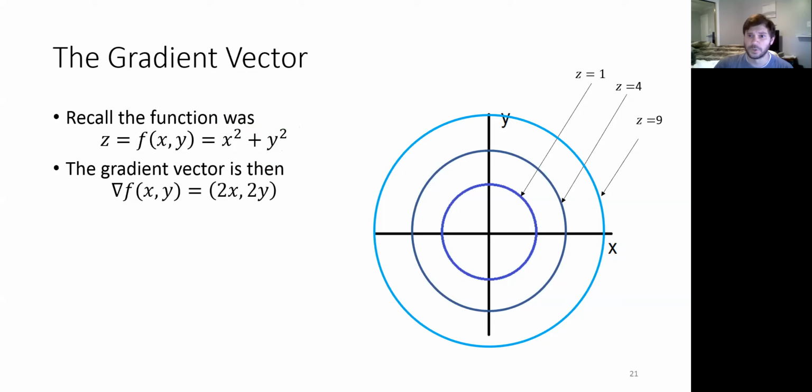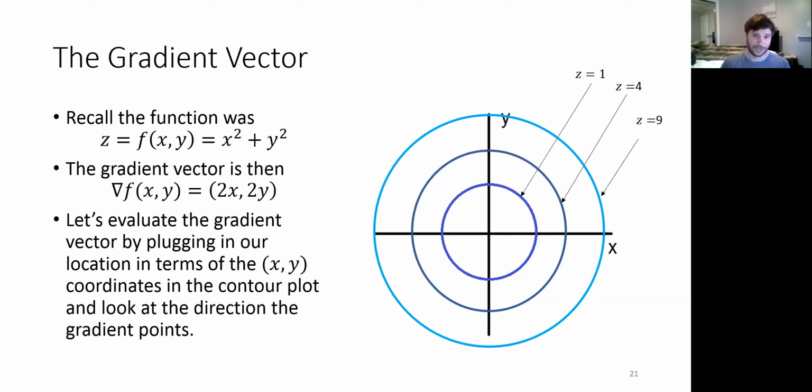And what we're going to do is look at the value of the gradient vector if we plug in our location on this map. Okay, so we're going to pick a point. We're going to pick some xy coordinate on the map, and we're going to calculate the gradient vector. And the most important thing for us to think about is the direction that it points.